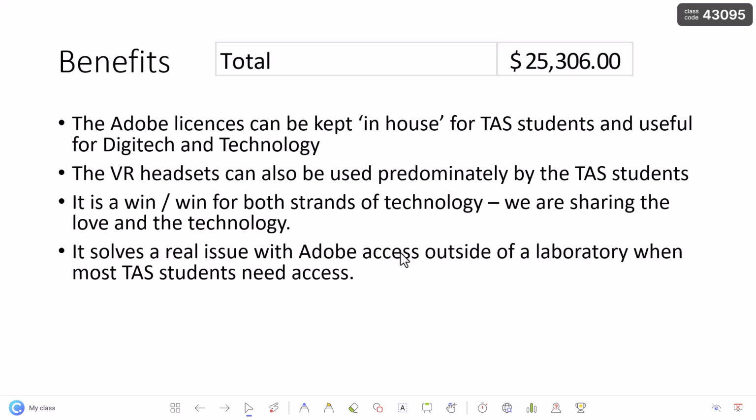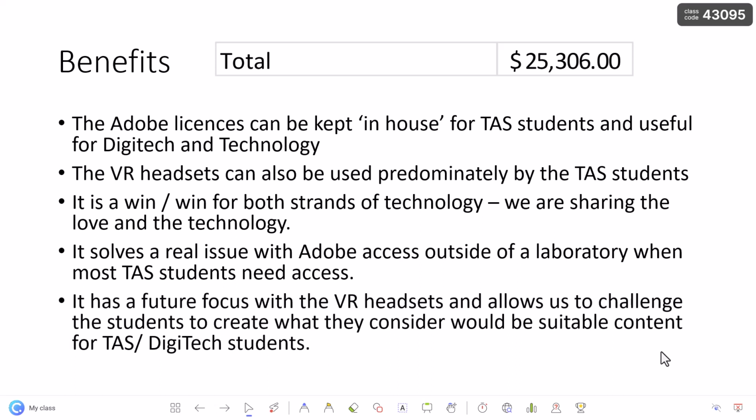It solves a real issue with Adobe access outside of a laboratory when most of the TAS students need access. And it has a future focus with the VR headsets, allows us to challenge the students to create what they consider would be suitable content for TAS or for digital tech students.